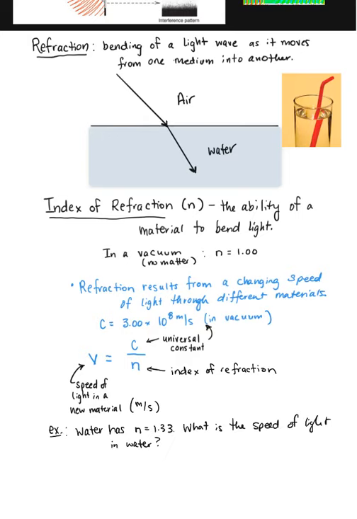In order to calculate this new speed of light, we take advantage of that equation up above and say that the new speed of light, v, is equal to the speed of light in a vacuum, the constant 3 times 10 to the 8 meters per second, divided by the index of refraction of the substance that the light is moving through. Here, water has that index of refraction, 1.33. Divide 3 times 10 to the 8 by 1.33, and we end up with 2.26 times 10 to the 8 meters per second. Light has slowed down moving through water, and so it appears to bend.